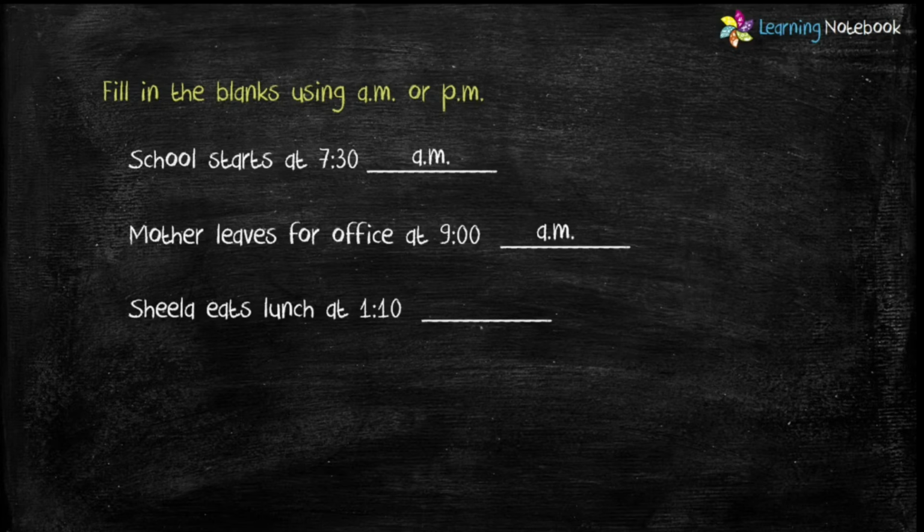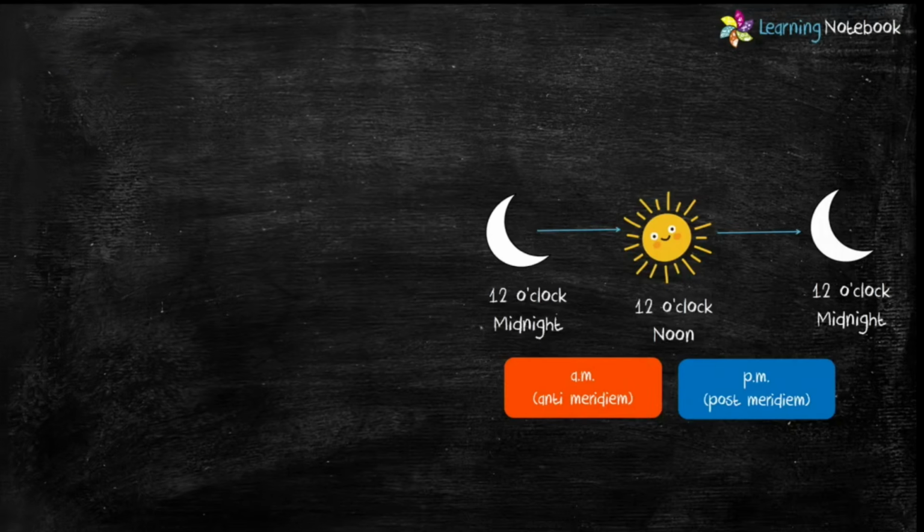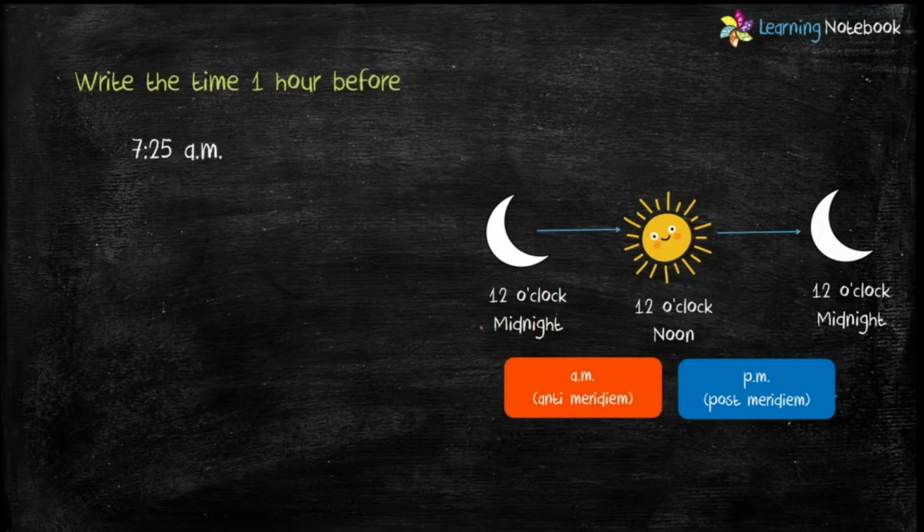Next is, Sheila eats lunch at 1:10. Students, we eat lunch in the afternoon. So it would be 1:10 PM. And the last part is, she goes to play at 4:30. Students, we go to play in the evening. So it is 4:30 PM. Now let's do next question.